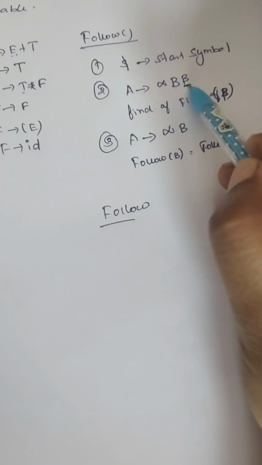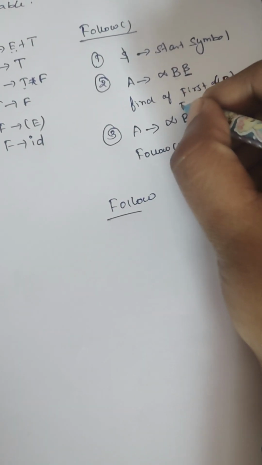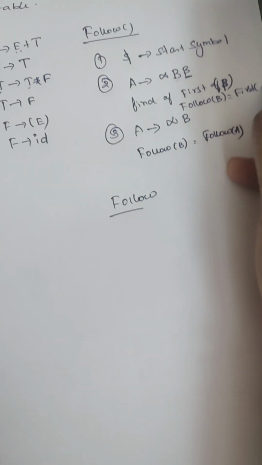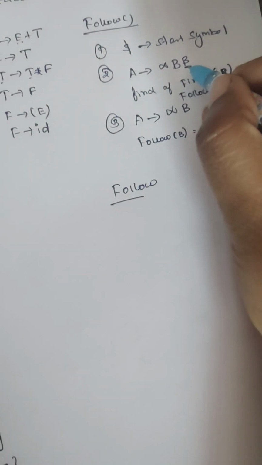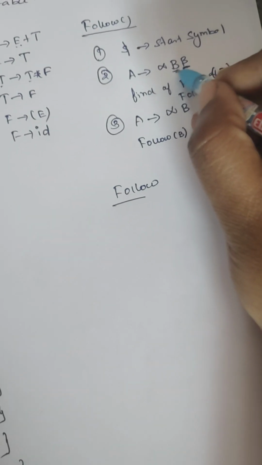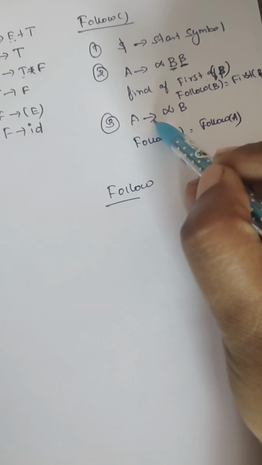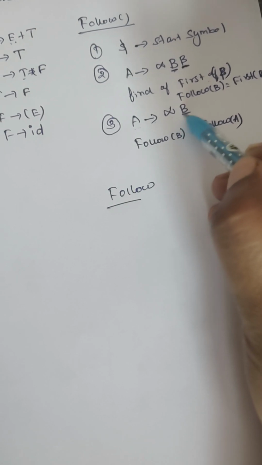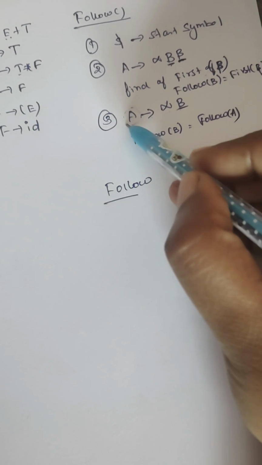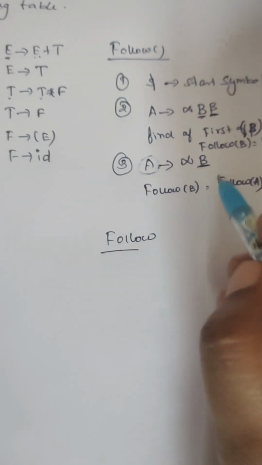So FIRST of beta, that is fine, we need to find FIRST of beta, then FOLLOW of B equals FIRST of beta. So what we calculated for this FIRST of beta will be considered for this FOLLOW. Then if you have a production rule like A tends to alpha B, and I need to find FOLLOW of B, then in this case what I calculated for FOLLOW of A will be assigned to this FOLLOW of B. Okay, so I'll give you one example.